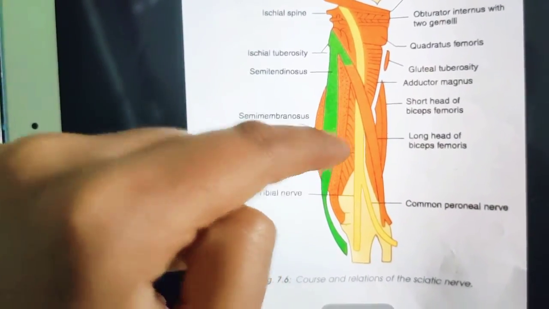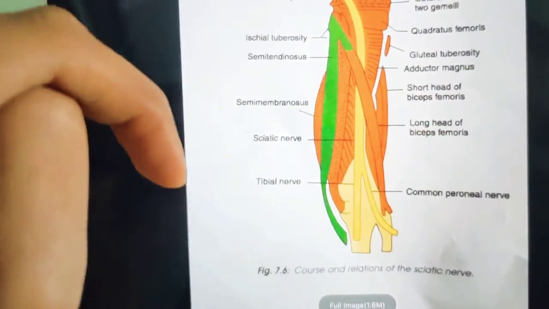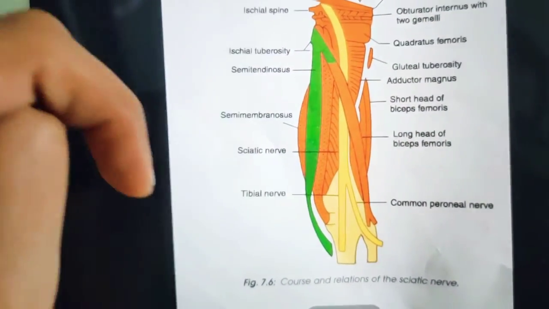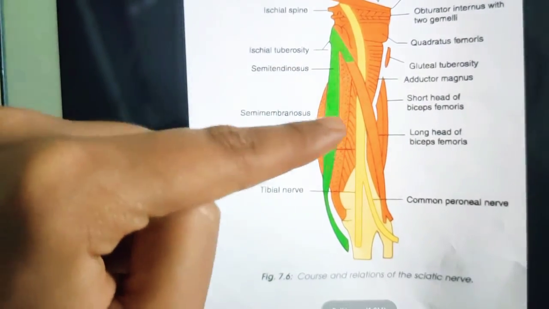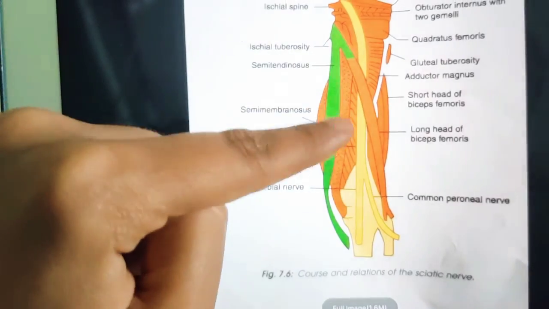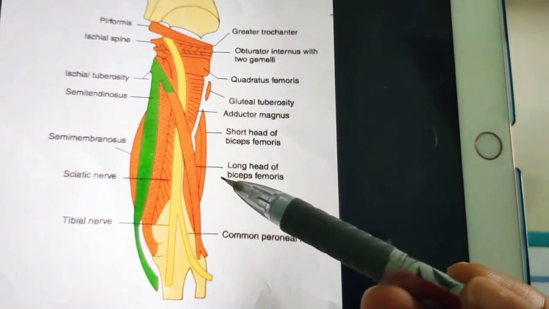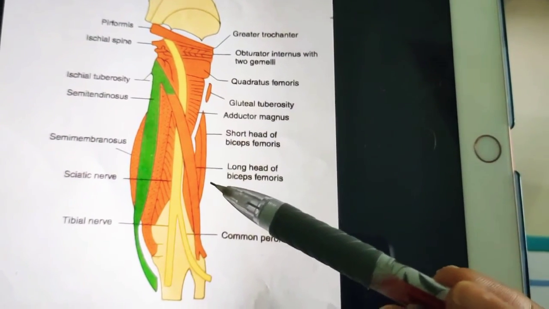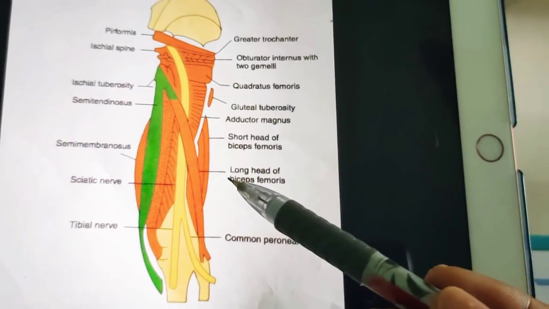On the adductor magnus the sciatic nerve is present, and medially it has the posterior cutaneous nerve of thigh here, and also the semimembranosus and semitendinosus muscles. You can see semitendinosus in green color, semimembranosus in orange color. So these are present medial to the sciatic nerve. And if you see laterally, you will have the biceps femoris muscle. So you can see this is the short head and long head of biceps femoris.